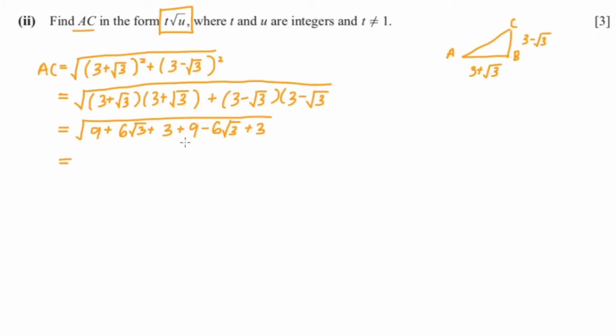So 9 plus 3 plus 9 plus 3 would give me 24, and 6 surd 3 minus 6 surd 3 is 0. So then you could write 4 multiplied by 6, and the square root of 4 is 2, so your answer would be 2 surd 6. So t surd u, so our t is 2 and our u is 6.